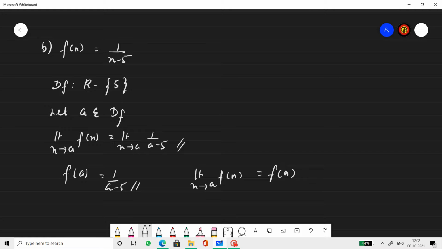So this is how we do the questions where the x value is not given. So we take an arbitrary element and we go for that. Okay.